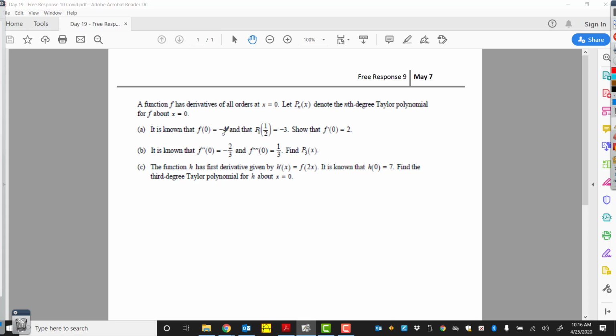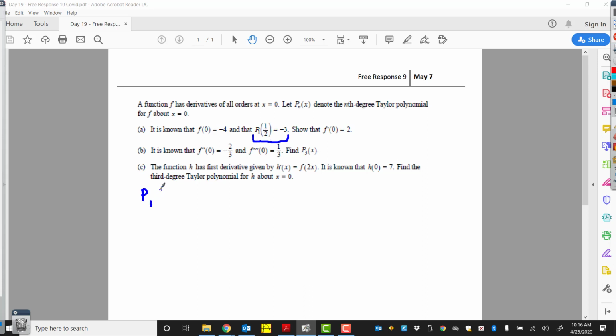It is known that f of 0 is negative 4, and that p1, which is the first degree Taylor polynomial, at 1/2 is equal to negative 3. Show that f prime of 0 equals 2. This seems really weird to start out, but let's start with this. This is saying the first degree Taylor polynomial.